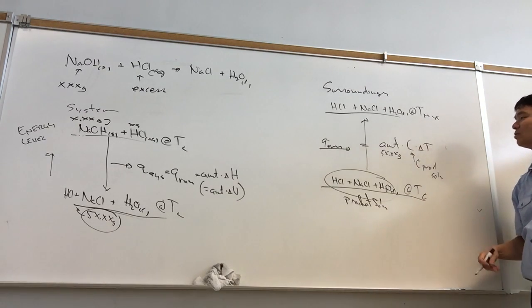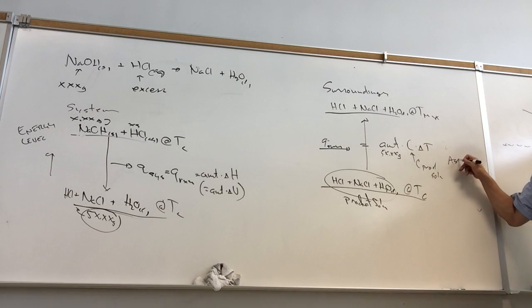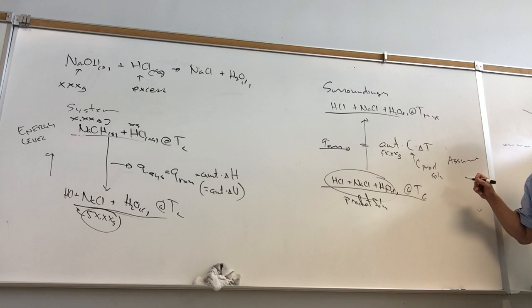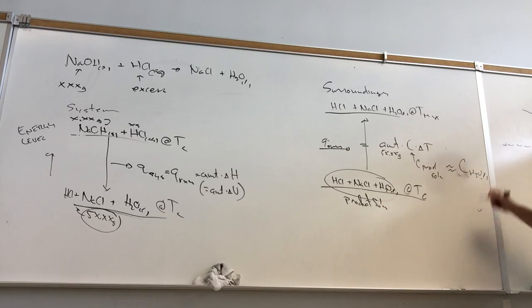Delta T we know because we're going to do the same thing. We're going to monitor the T cold, and then we're going to figure out T mix by back extrapolating it, by graphing it, right? And so what are we going to assume here? We assume that C of the product solution is about equal to C of H2O liquid. Okay.